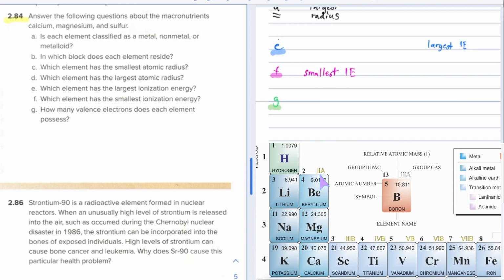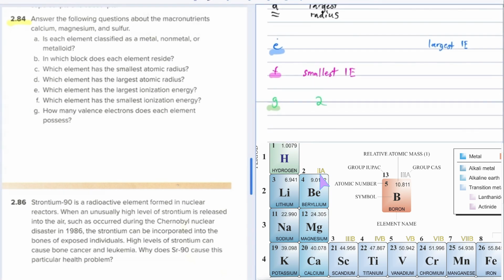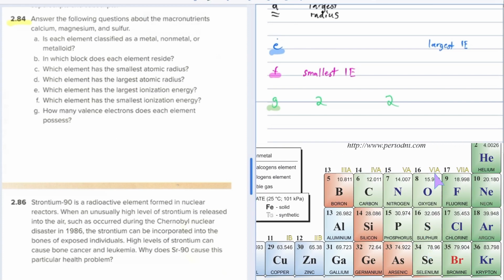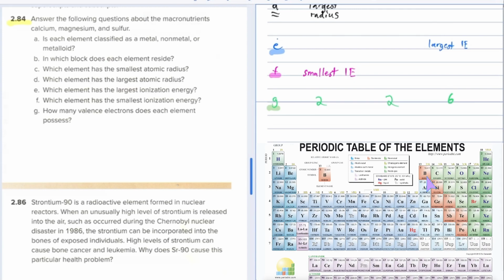So I'm going to put 2 valence electrons for calcium, 2 valence electrons for magnesium, and then sulfur is right there. It's in 6A, so 6 valence electrons. If you don't believe me, go ahead and write the electron configurations for these and count the valence electrons yourself. But I'm telling you, you can read them right off the group numbers if they're in the A groups. It doesn't work for these. The B groups don't work. It's just the main block elements, those A group elements.